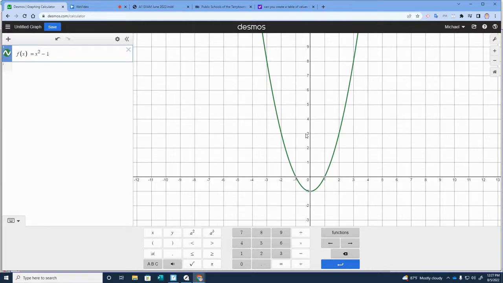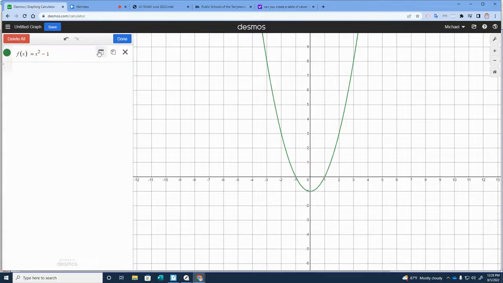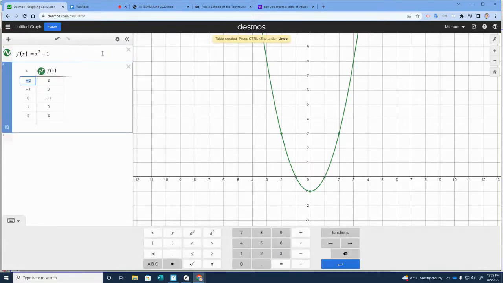But I want a table of values. So I am going to click the wheel where it says edit list, and you can see a table, convert to a table. Yes, I want to convert to a table. And you can see that the table has given me values from -2 all the way to +2, and that my f of x, or my y values, go as high as 3.